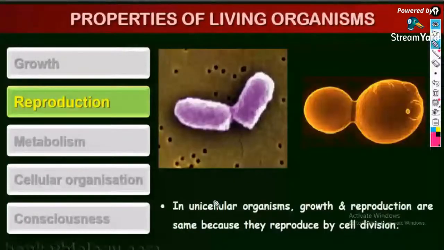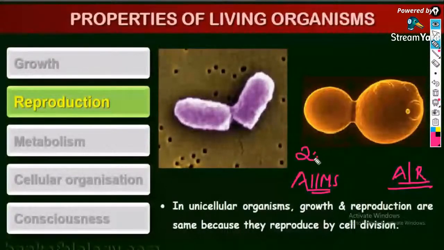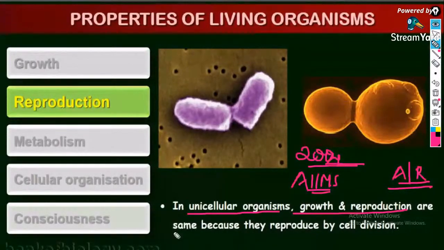This is an important point. This is a previous year AIIMS assertion-reason question, I think from 2004 or 2005, I don't remember the year correctly. In unicellular organisms, growth and reproduction are the same, because they reproduce by cell division. Growth is by cell division. Reproduction is also by cell division.